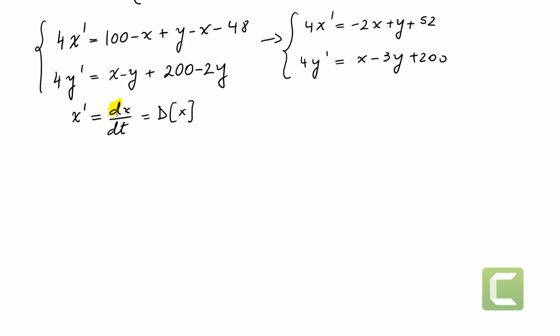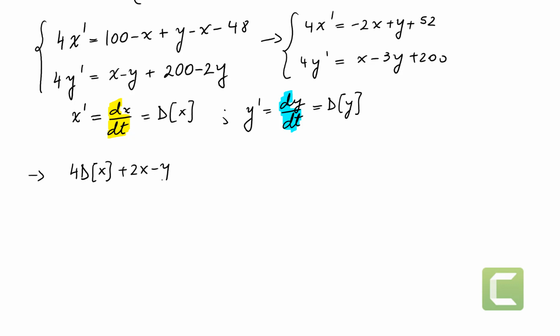So basically this whole thing, d over dt, I'm gonna rewrite it using D, so I'm writing that it's applied to x, and the same procedure is for y prime, which actually means dy/dt. I'm gonna replace it with a D, and I'm applying it to y. So what we're gonna get is 4D applied to x, and then plus 2x minus y equals 52, and the bottom is negative x plus 4D applied to y plus 3y equals 200.